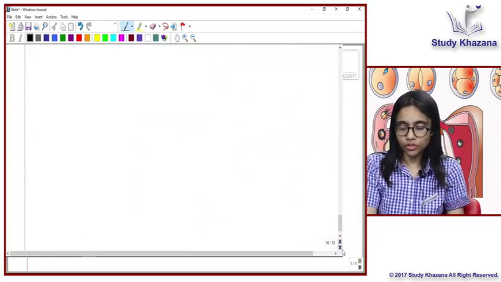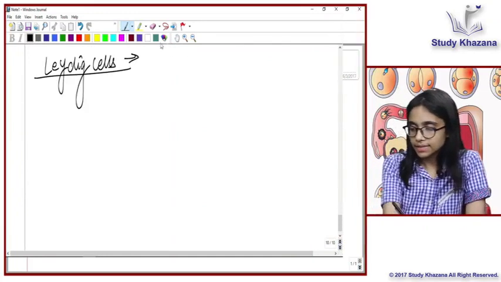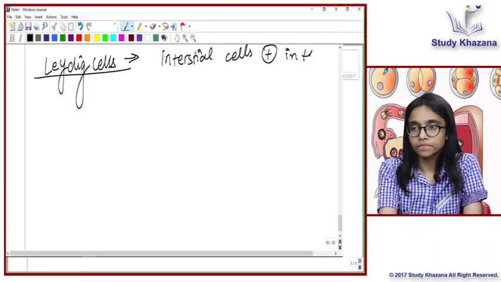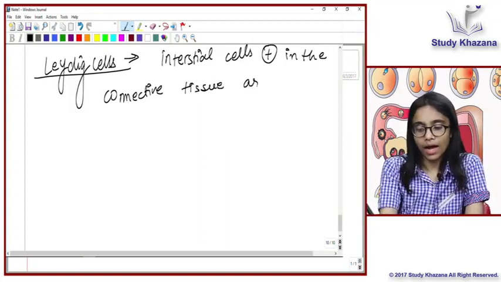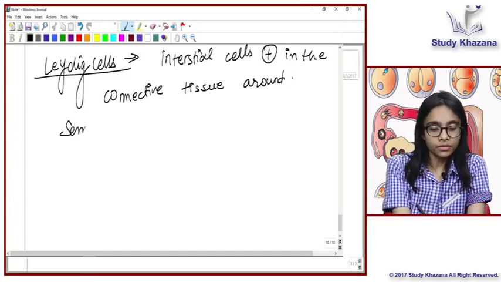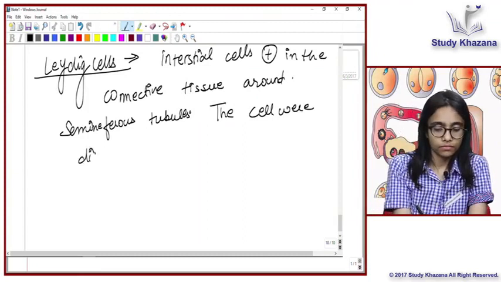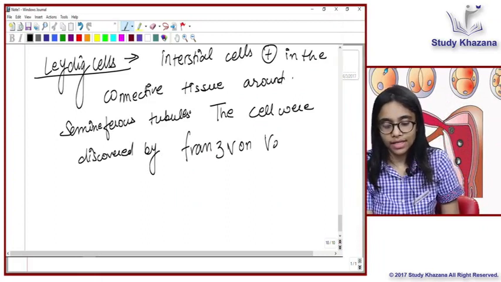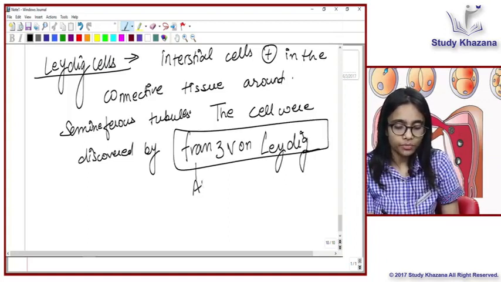The structures present in them are Leydig cells, interstitial cells, present in the connective tissue around seminiferous tubules. The cells were discovered by Franz von Leydig. Franz von Leydig is an AIPMT question.